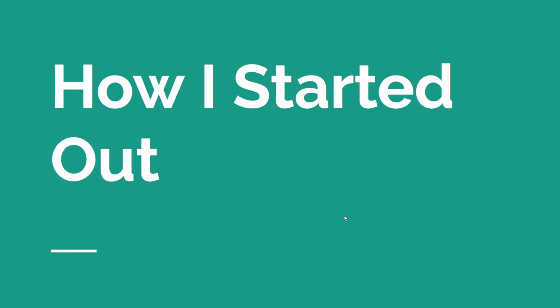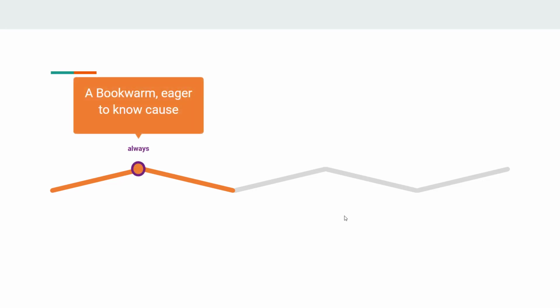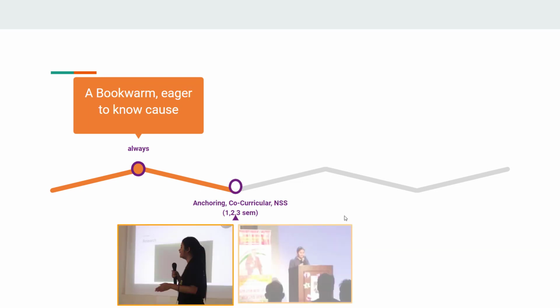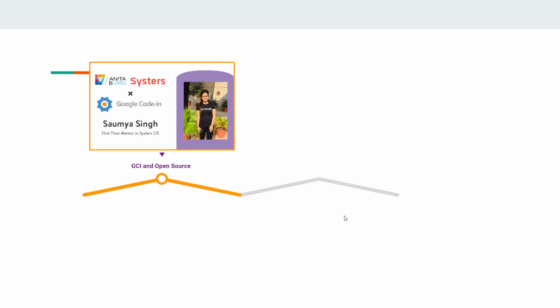How I started out my open source journey. If you talk about my journey, starting from my school days, I was like a bookworm. I was eager to know the cause of everything. In my starting days of college, I was just doing social things, anchoring, co-curricular activities, etc. I started my tech journey very late, in second year. I should have started early. Then I started taking part in competitions. Finally, in fifth semester, I got to know about open source.